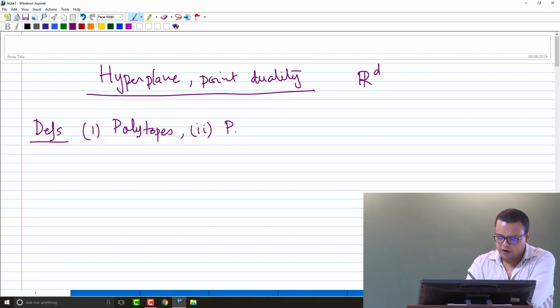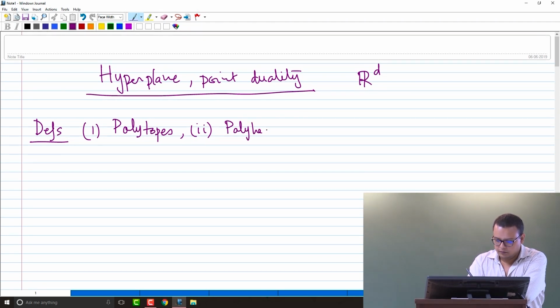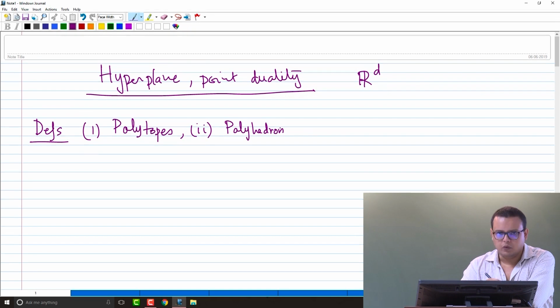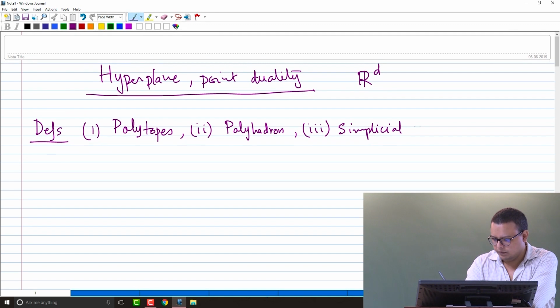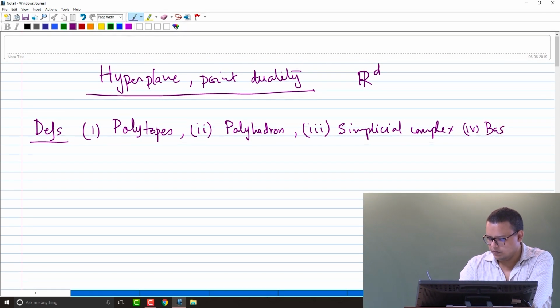Then we had polyhedron, which is the intersection of a finite number of half spaces in RD, right? And we saw what is a simplicial complex, and some basic results on these things.